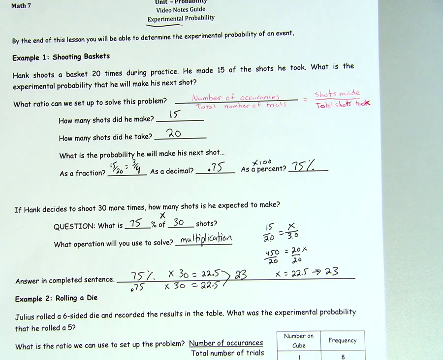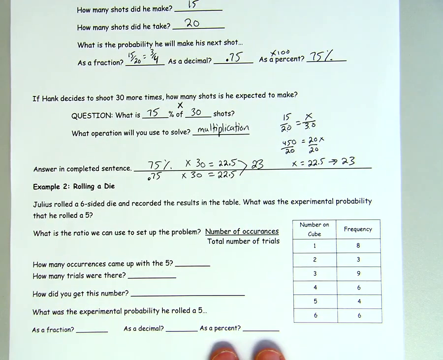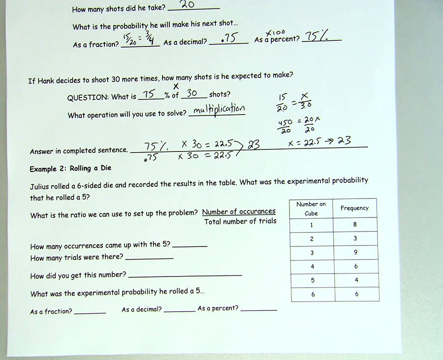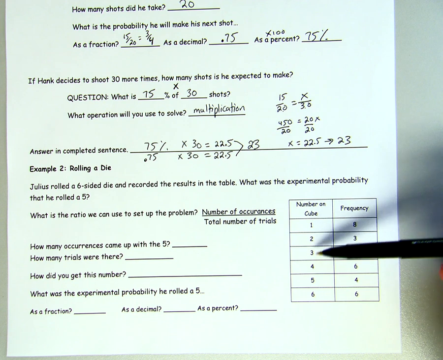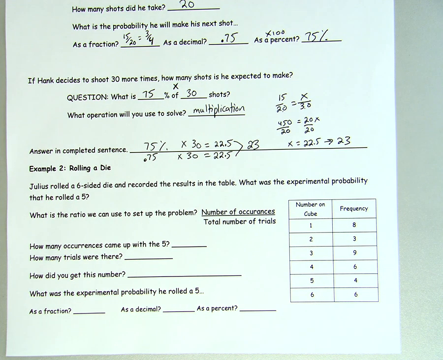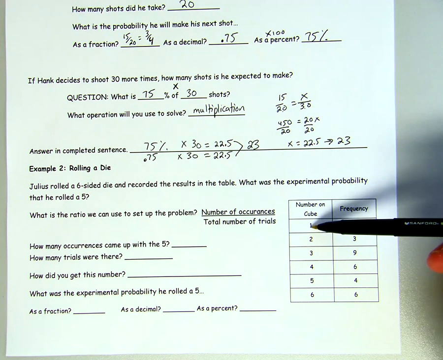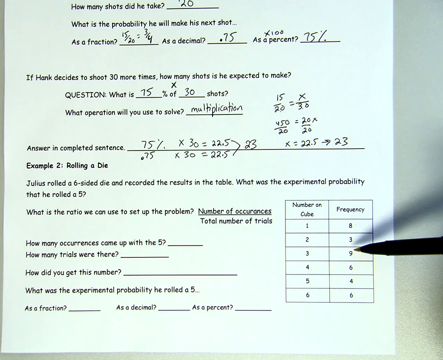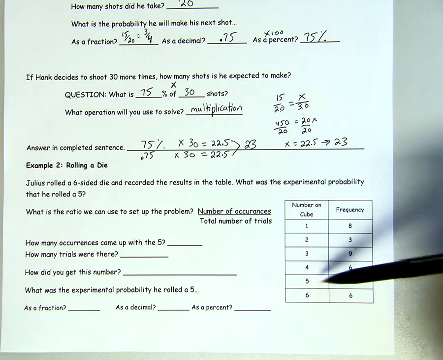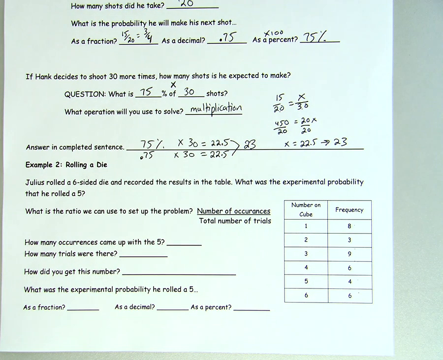Alright, example number 2, rolling a die. Julius rolled a 6-sided die and recorded the results in the table. What is the experimental probability that he rolled a 5? Let's first look at our table here. We have the numbers on the cube. Normal dice have 1, 2, 3, 4, 5, and 6, so 6 sides. Our frequency is how many times it gets rolled. A 1 was rolled 8 times, a 2 was rolled 3 times, a 3 was rolled 9 times, a 4 was rolled 6 times, a 5 4 times, and a 6 6 times.